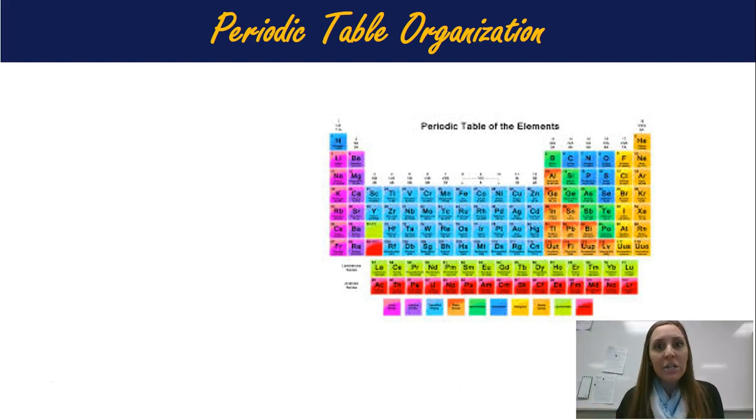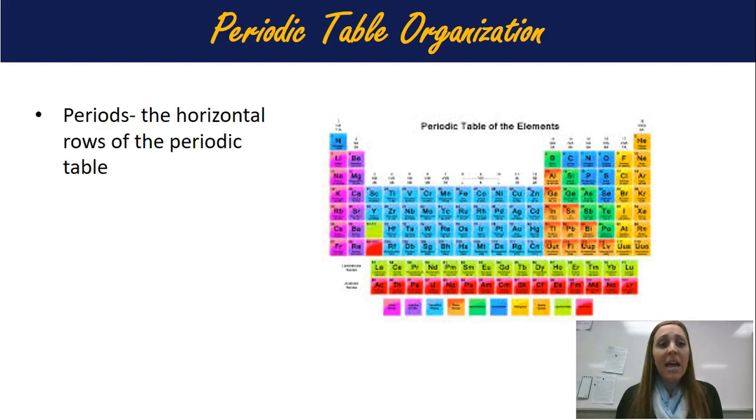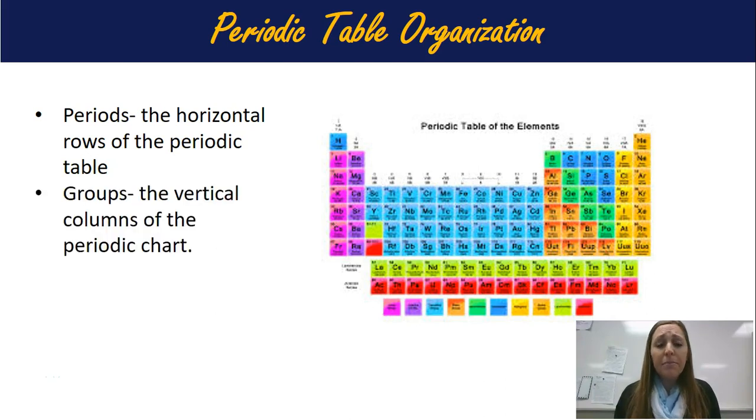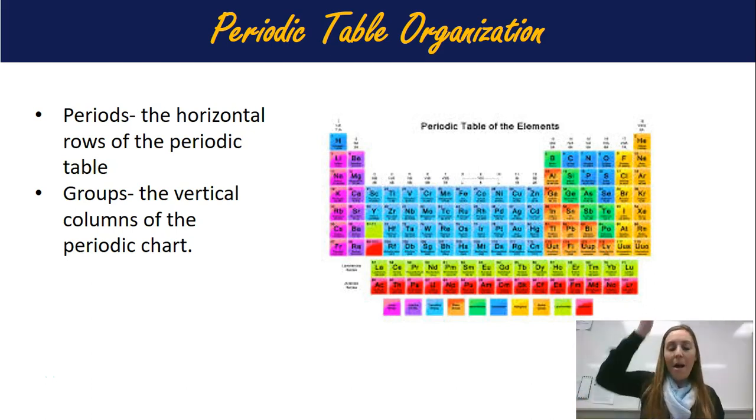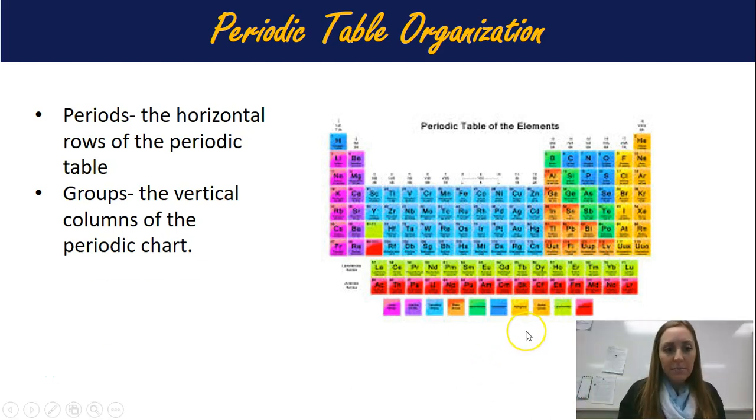So if you're looking at the periodic table, there are a few main terms that you need to know to be able to talk about the organization of the periodic table. Let's start with periods. Periods are horizontal rows, from left to right on the periodic table. Groups are vertical. Like when you stand up with your group, you're standing up and down, right? Okay, so up and down are groups.